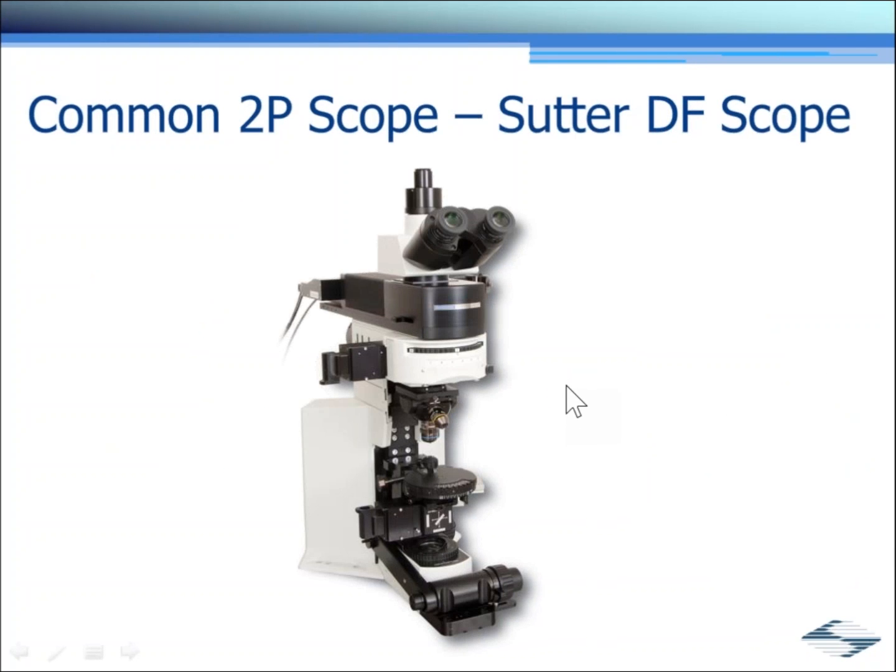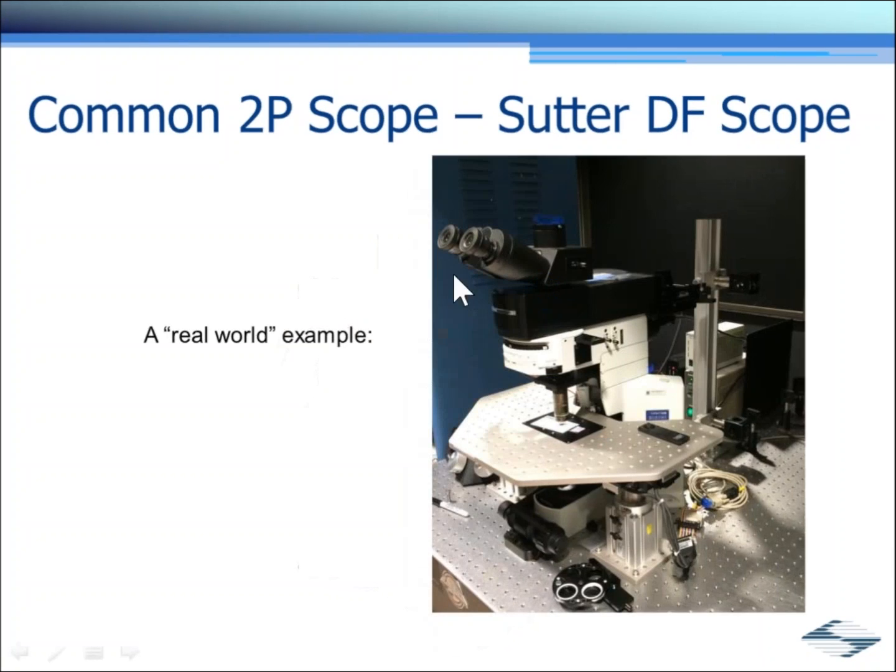So here is what I'm using as an example of a common two-photon microscope. This is actually a Sutter instrument. It's a modification to an Olympus BX51. It's a two-photon modification by adding this component that I'm highlighting here. So let's talk a little bit about that.